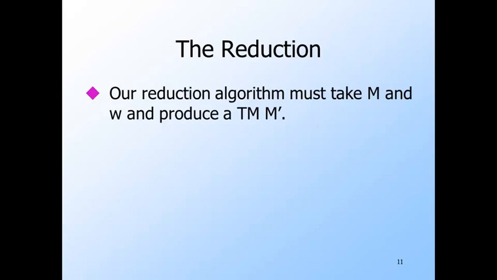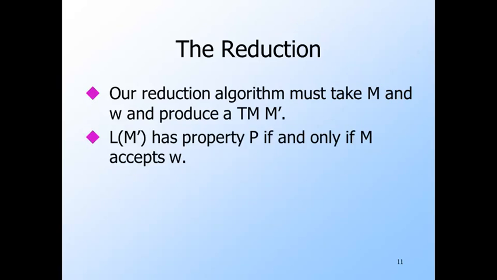That is at least the right form, since L sub P is a set of Turing machine codes, those for which the language of the machine has property P. Of course, for the transduction from M and W to M prime to work, we must arrange that M prime has property P if and only if M accepts W. That is, M prime is in L sub P if and only if M and W is in L sub U.